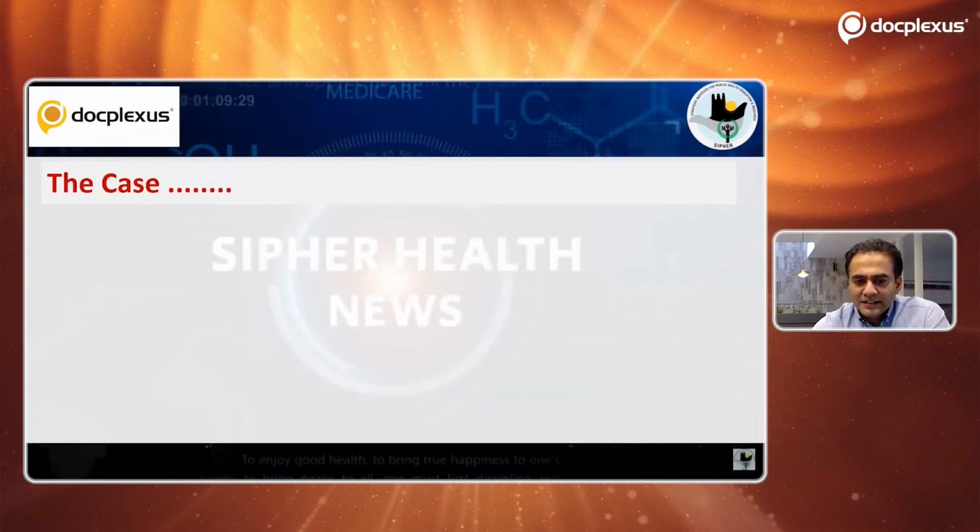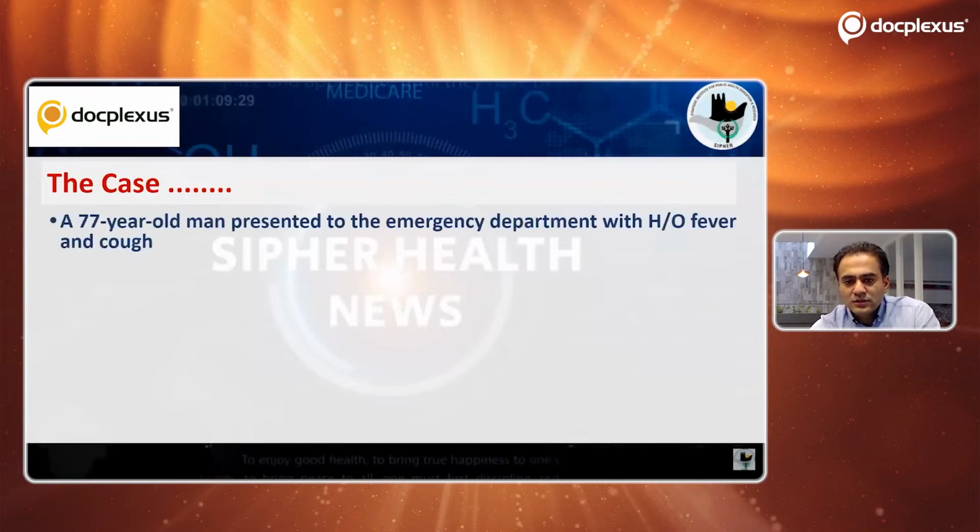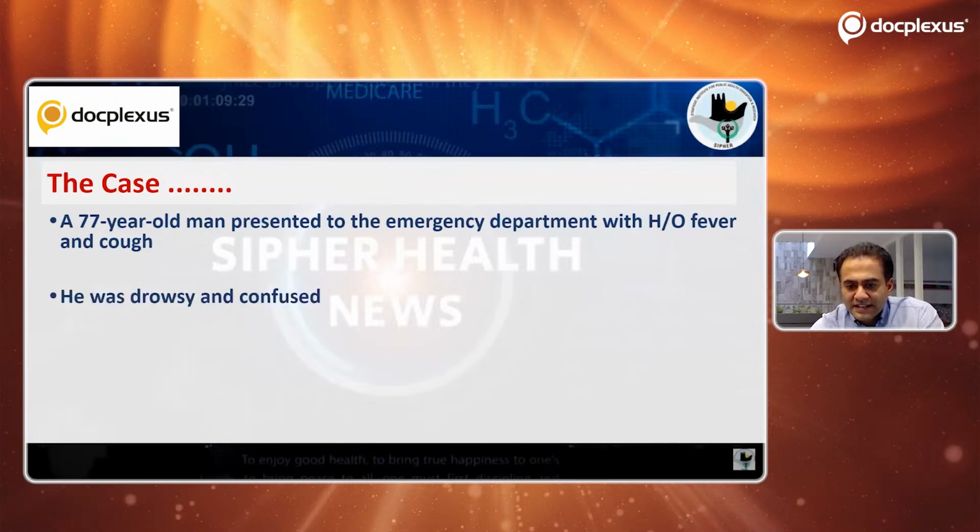So we'll start with a case, what we normally see in ICUs. This is a normal presentation we see day in and day out. A 77-year-old man presenting to the emergency department with a history of fever and cough. He is drowsy and confused as well.